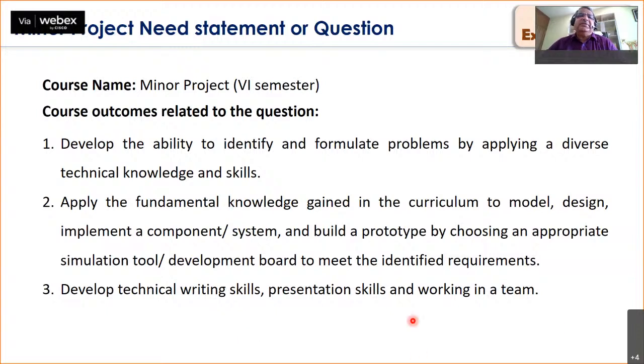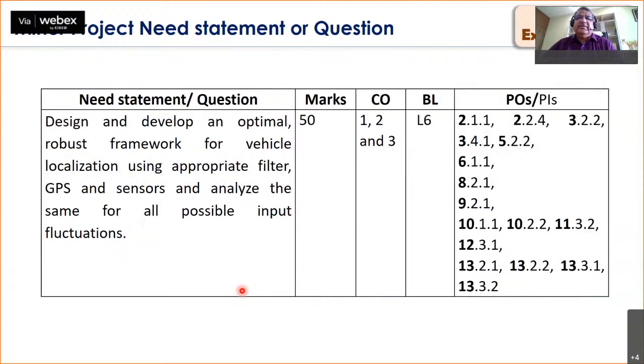This is how the problem statement is prepared by the ENC department in our college. Since they are asking to develop technical writing skills, presentation skills, and working in a team: working in a team means PO9 is addressed, presentation skill and writing skill means PO10 is addressed. This is how different POs can be addressed. So here they have taken it to L6 level, because it is a project, you can go to L6 level. But in a fixed hour exam, you cannot go beyond L4.